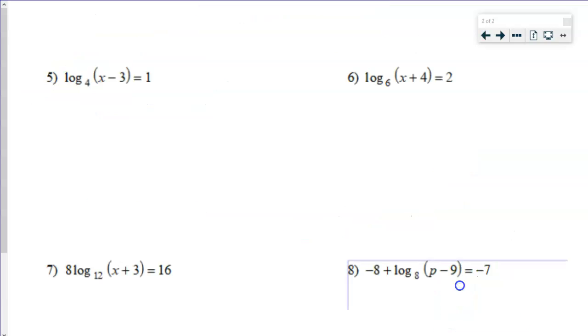So be careful on logarithmic equations. Don't just assume magic's going to happen. It has to have a log on both sides for it to be a really easy question. Otherwise, you do have to worry about exponentiating.